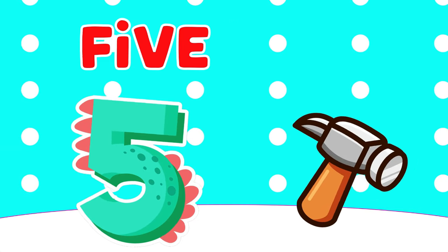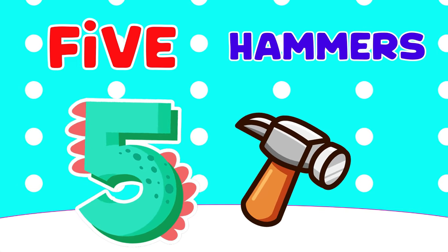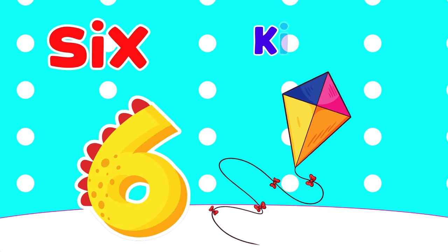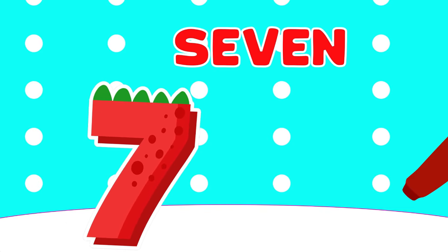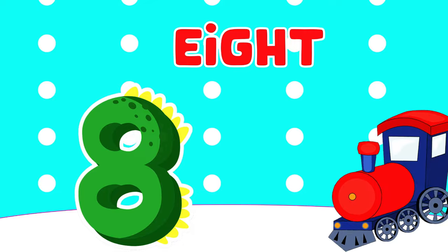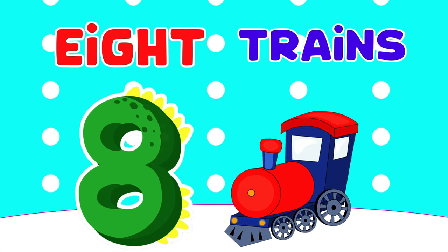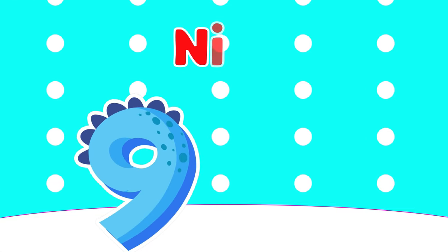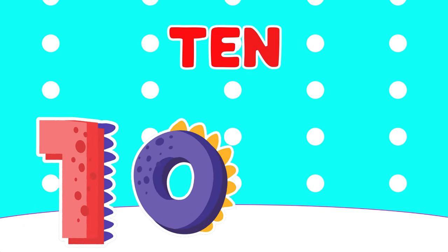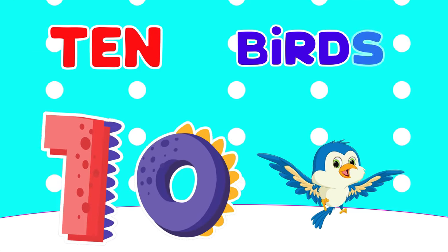Five hammers. Six kites. Seven hoodies. Eight trains. Nine balls. Ten birds.